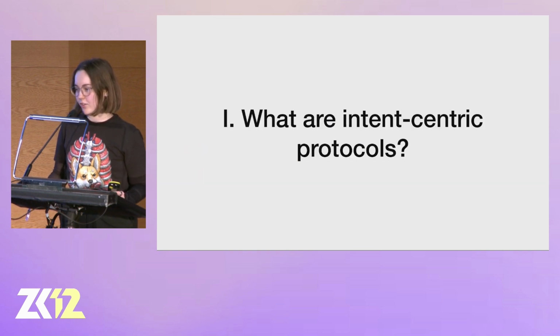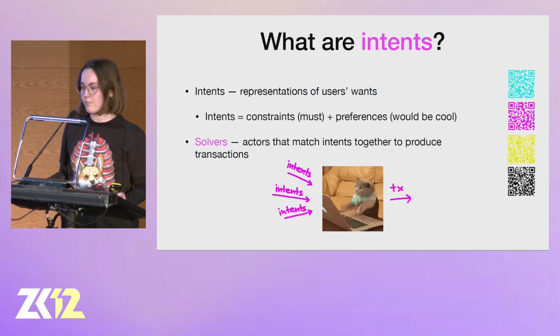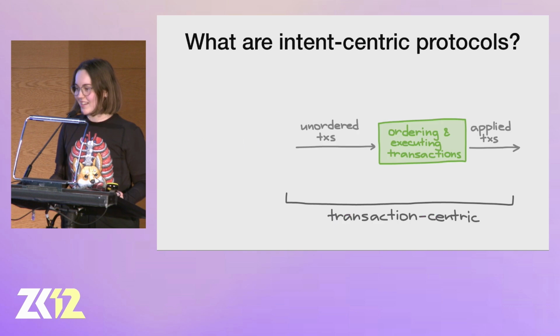So, intent-centric protocols. First of all, what are intents? Intents are representations of user wants. They contain constraints and preferences. Constraints are something that must be fulfilled, and preference is something that would be cool. And solvers are the actors who match intents to produce transactions. And I added some QR codes to materials about intents, but don't feel pressured.